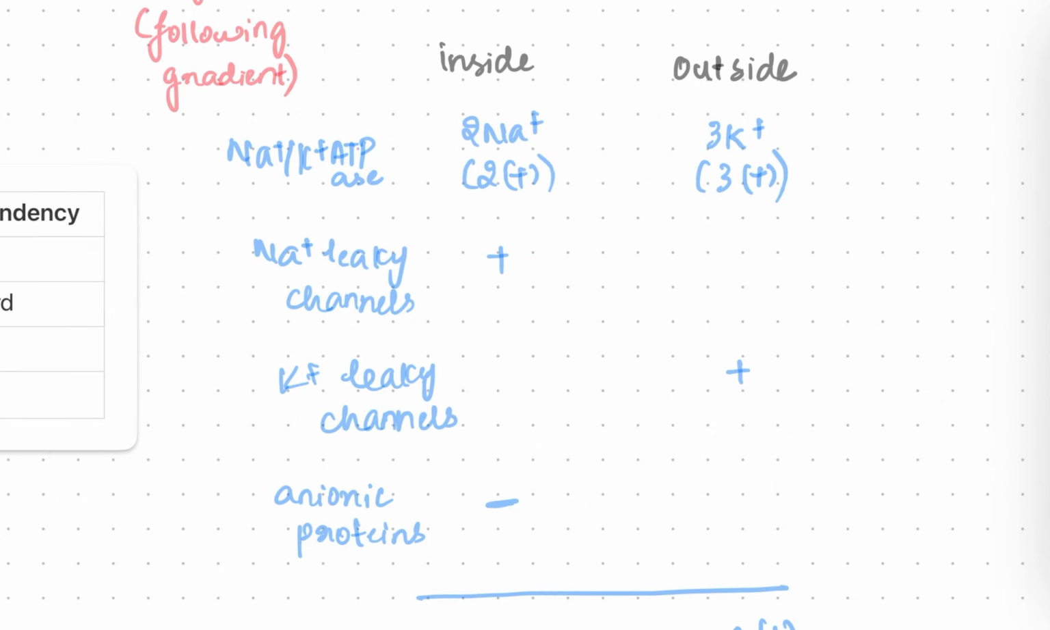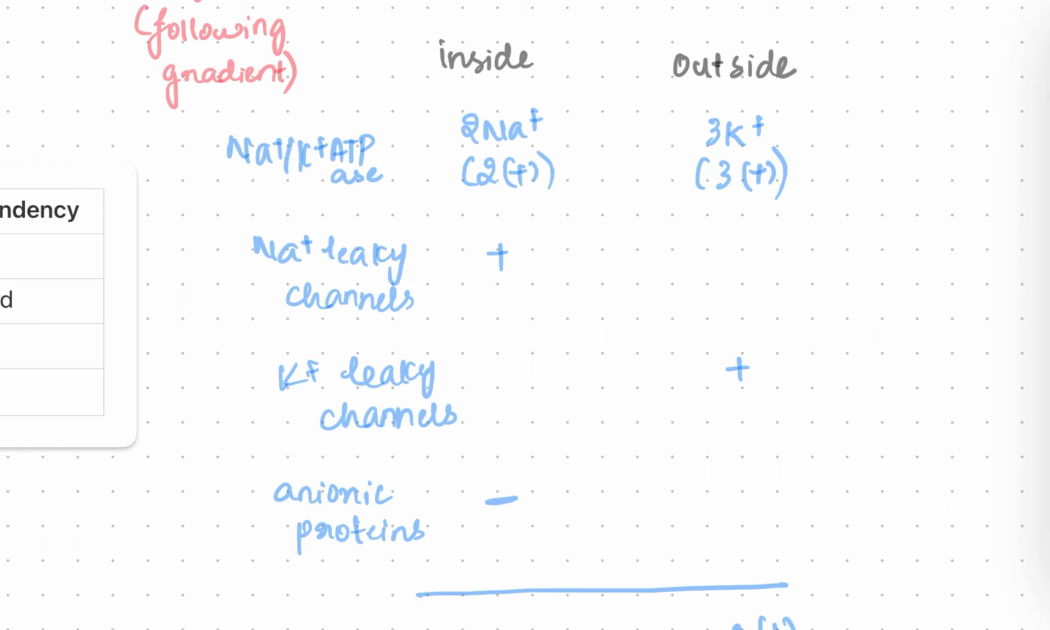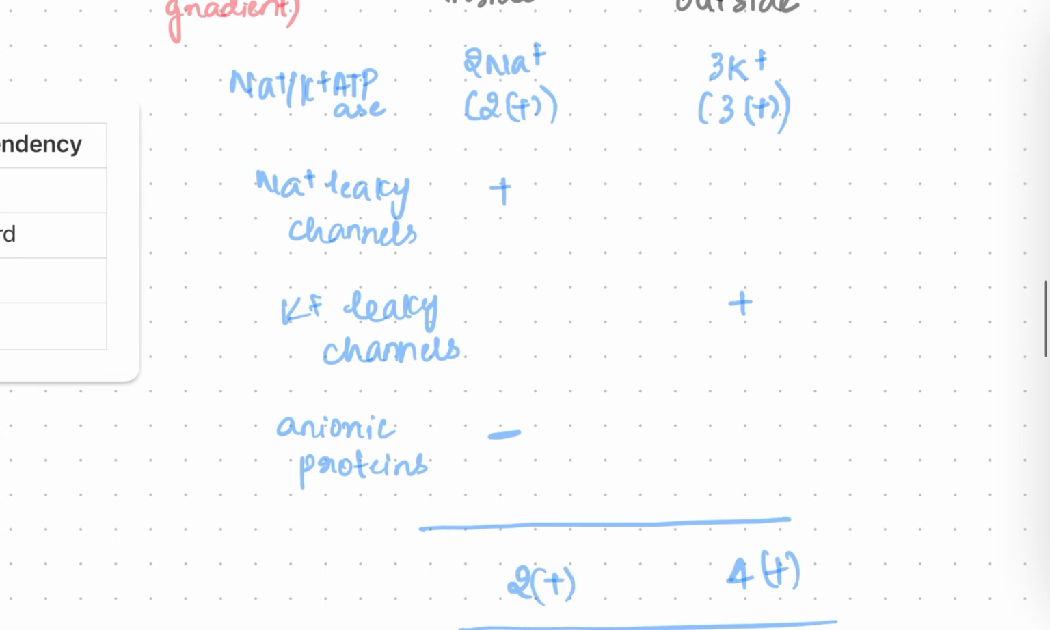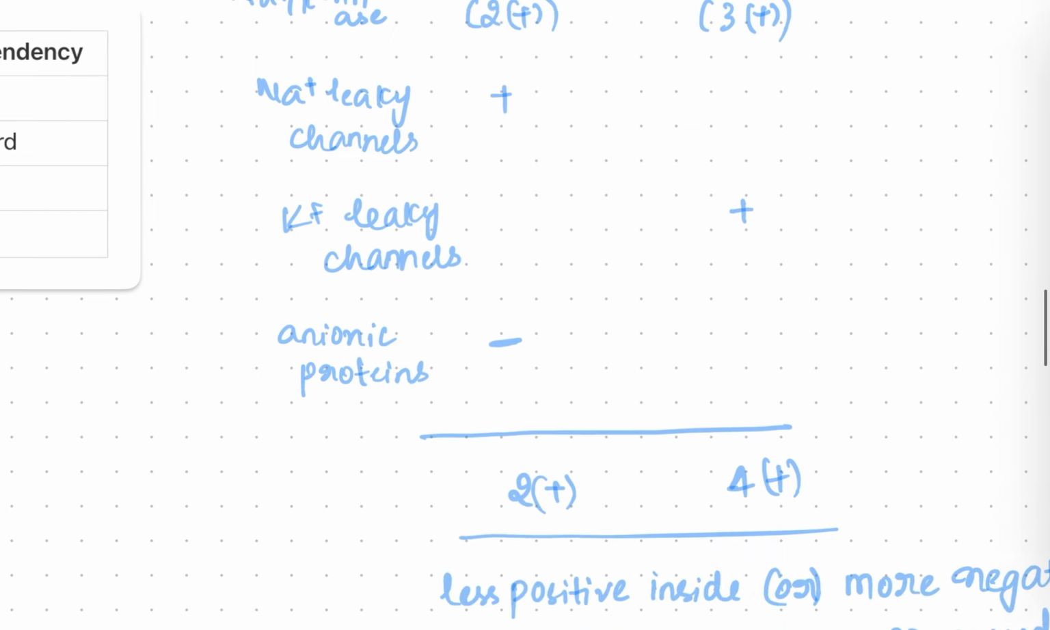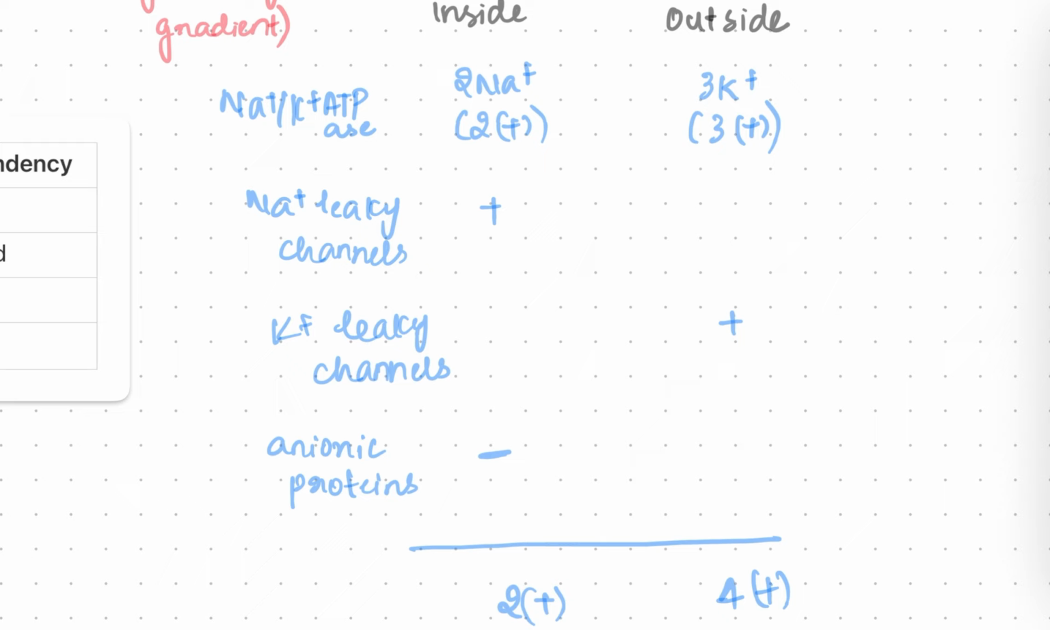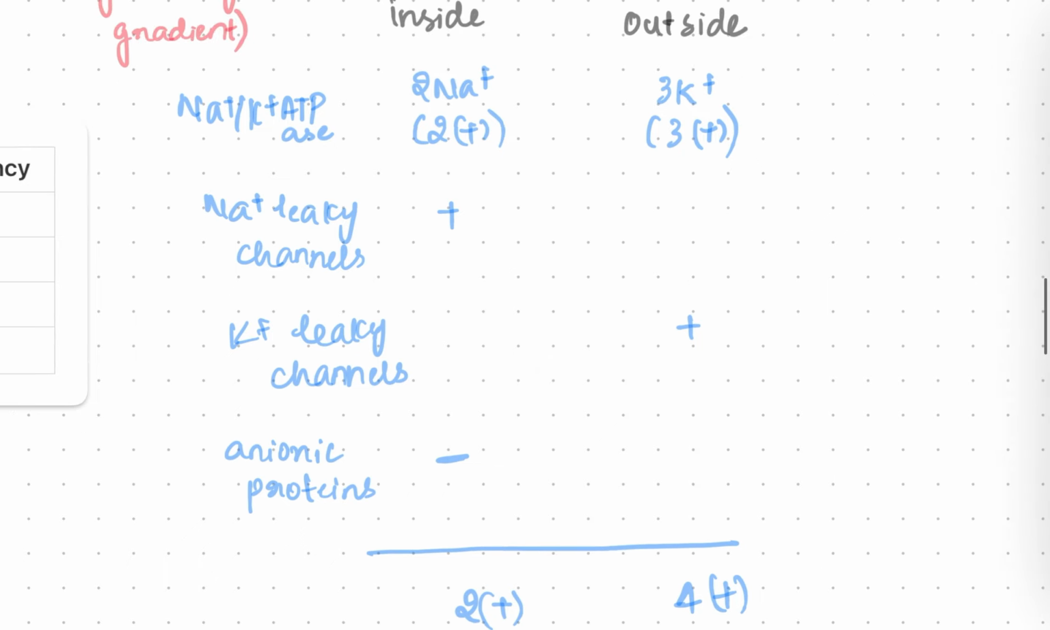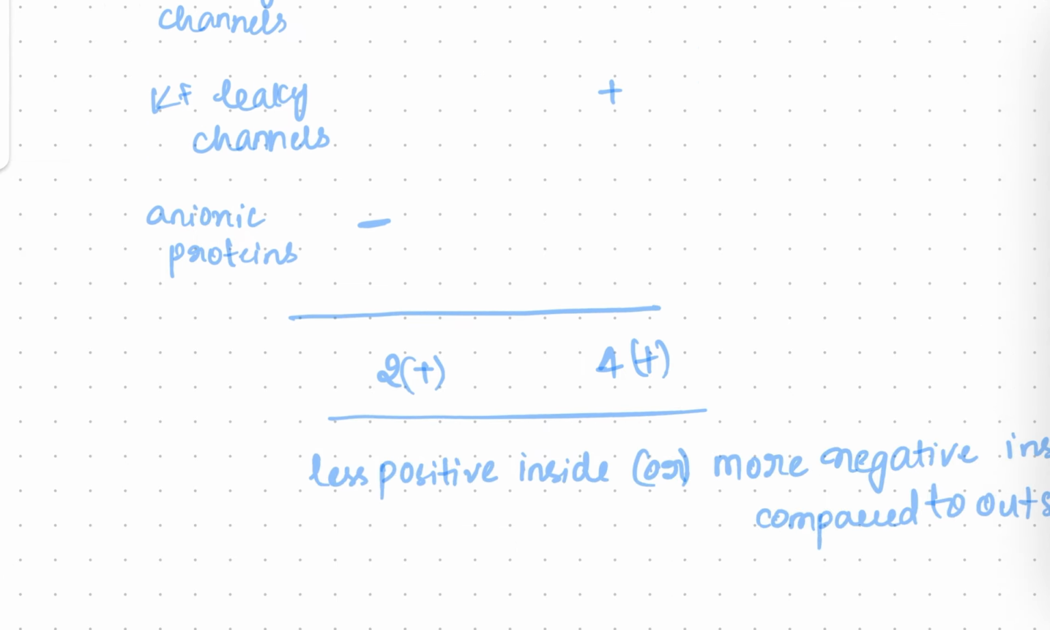Let us do a complete calculation of this. Sodium potassium ATPase pump: 2 sodium inside, 3 potassium outside, so we give 2 plus inside and 3 plus outside. Sodium leaky channels move inside along the concentration gradient, so we give 1 plus to the inside. Potassium leaky channels move outside, so 1 plus to the outside. Anionic proteins are trapped inside and negatively charged, so we give minus to the inside. Adding all of this, inside we get 2 plus 1 plus minus, that is 2 plus, and outside 3 plus, rest all is 0, so 4 plus.